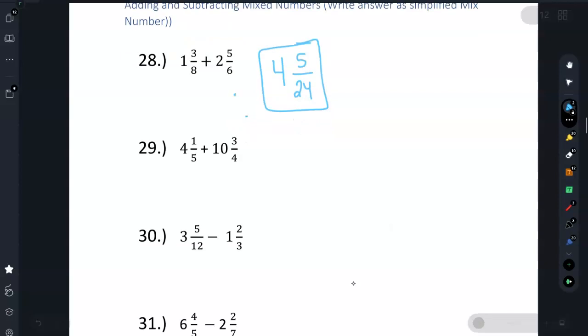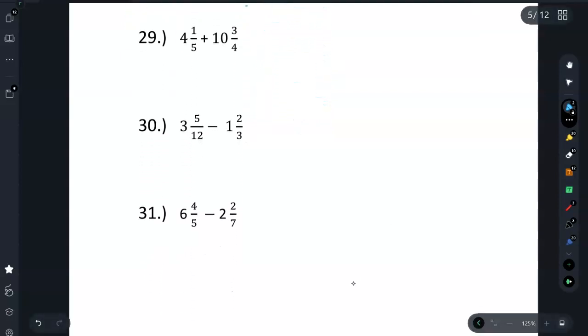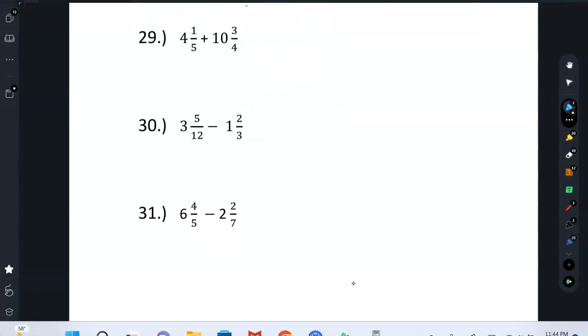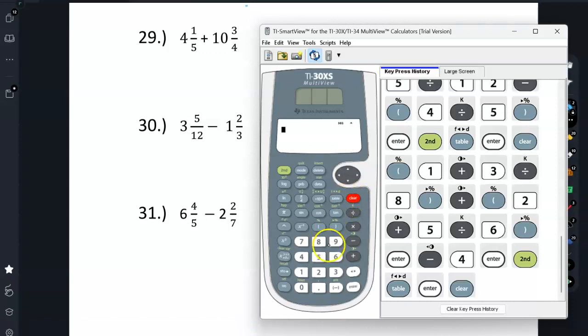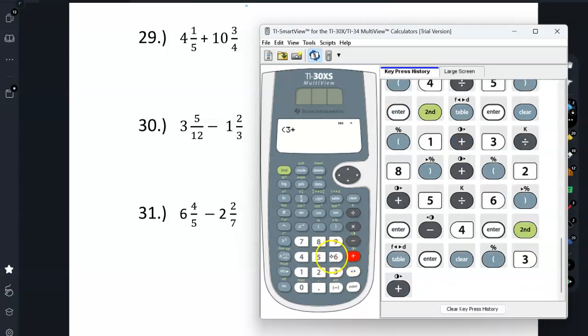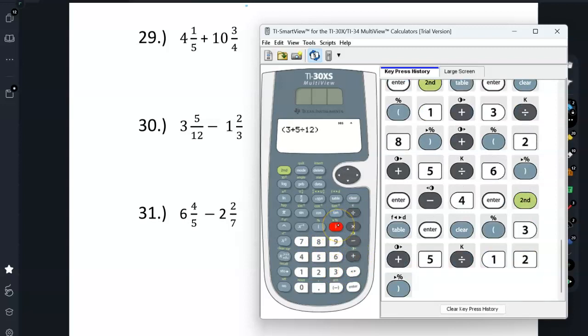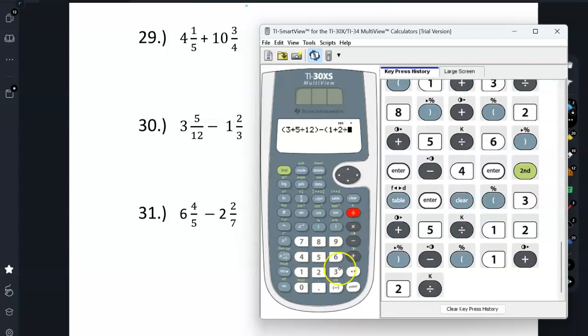I'm going to do one more example, except this one's just going to be with a subtraction sign. So I have 3 and 5/12. So 3 plus 5 divided by 12. Close my parentheses. This time it's a minus 1 2/3. And just because it's a minus in the middle doesn't mean that I'm still not adding that 2/3. So that's 1 plus 2/3, just with a minus between the two mixed numbers. I'm going to press enter.